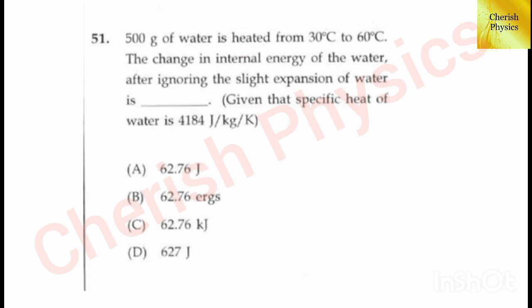First question. 500 gram of water is heated from 30 degrees Celsius to 60 degrees Celsius. The change in internal energy of the water after ignoring the slight expansion of water is dash. Given that the specific heat capacity of water is 4184 joule per kilogram per Kelvin.